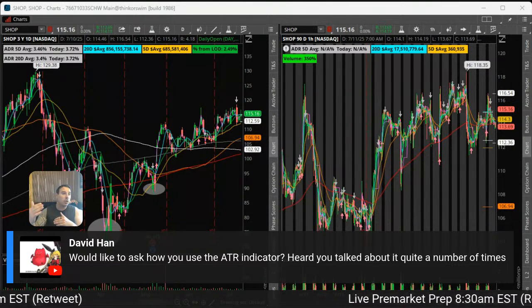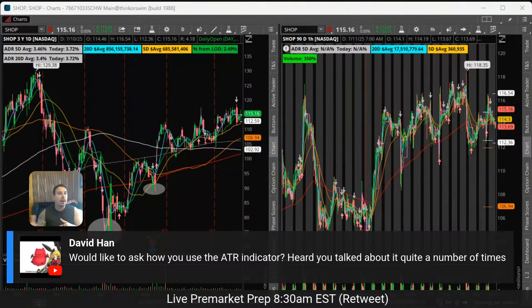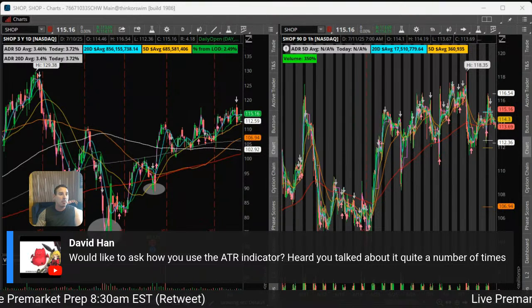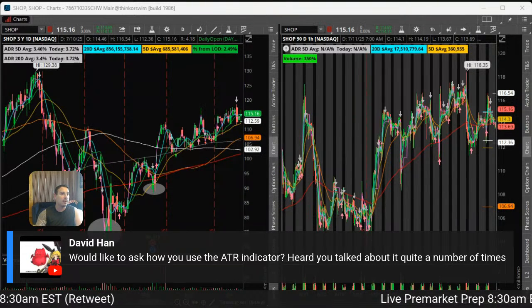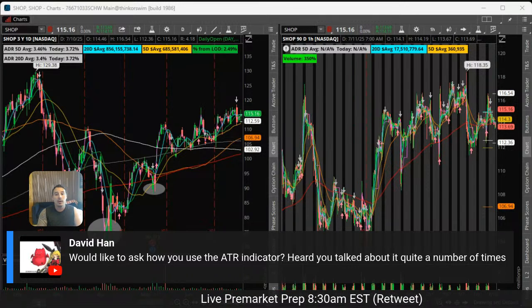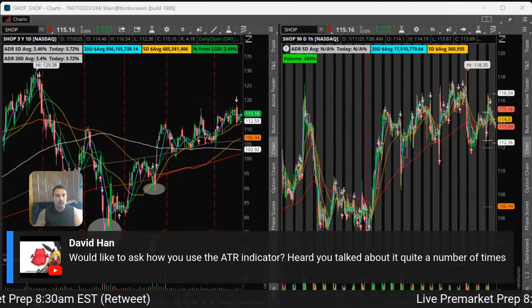if something gets a little too extended from the 50 simple moving average, I don't want to be a buyer of that. It just gets too extended from the 50, and I don't want to buy something that gets extended from the 50. You're effectively raising your risk of failure on buying something that's extended. So hopefully that makes sense.